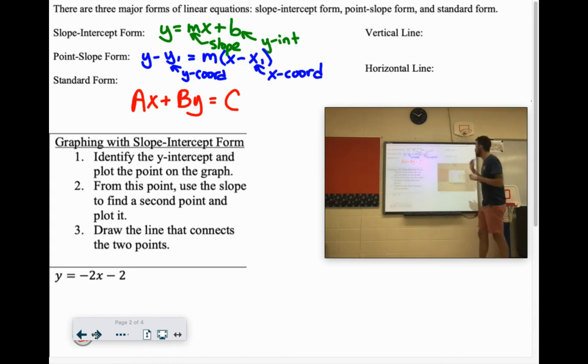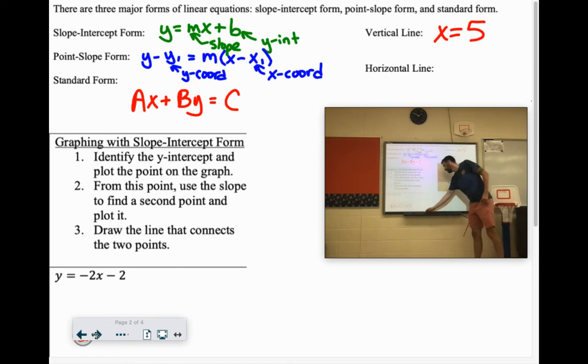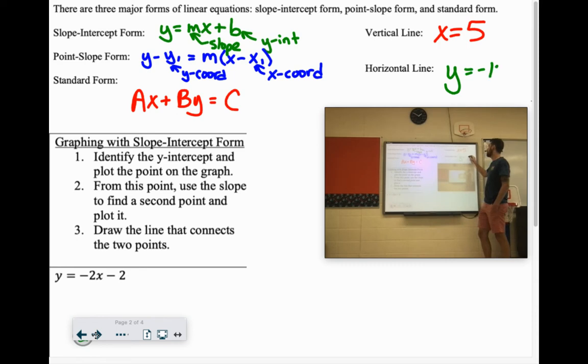All right, a vertical line is an equation like x equals 5. That'll just be a vertical line at 5. And a horizontal line would be something like y equals negative 1,000. That would be a flat line at negative 1,000.